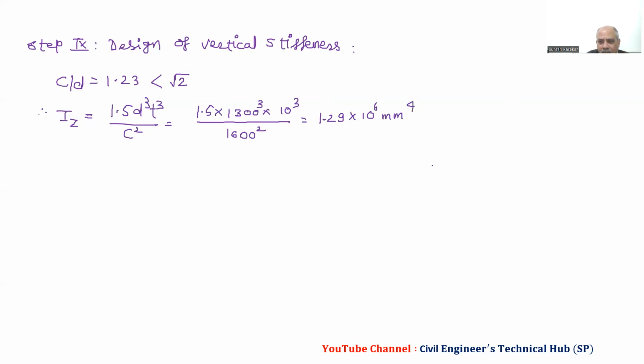And now we have to provide the stiffener. Vertical stiffeners we are going to provide alternately. Now this is my web, and let us say we have stiffeners like this. Alternately, one will be here, another will be here. Its sectional elevation I have shown in the thumbnail. And this distance is 1600.